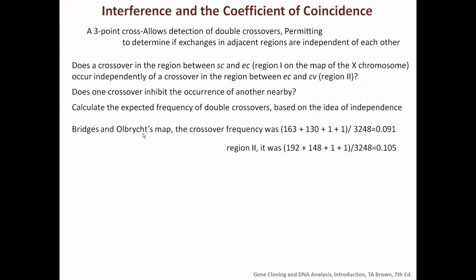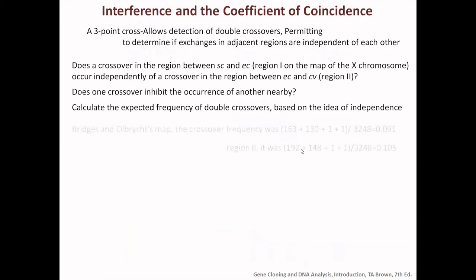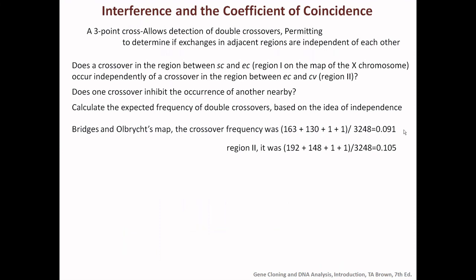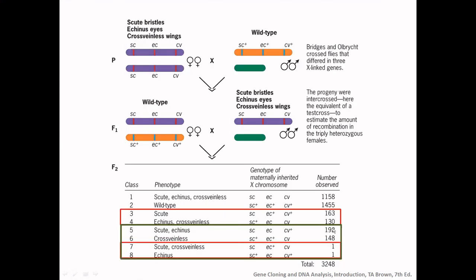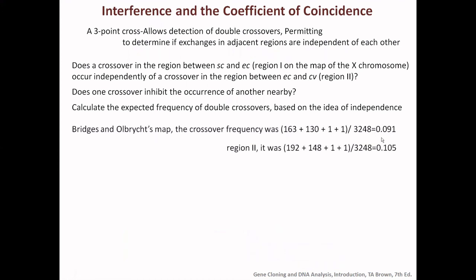Then we calculate the expected frequency of the double crossover based on the idea of independence. So the crossover frequency for the first region, SC and the EC, we have seen earlier: 160, 130, 11. So here we see 160, 130, and this is between SC and EC, so it is 0.091. Region 2 is the other two, 190 and 148 and 11. So in the first region, the recombination frequency is 9.1%, and in the second region, the recombination frequency is 10.5%.